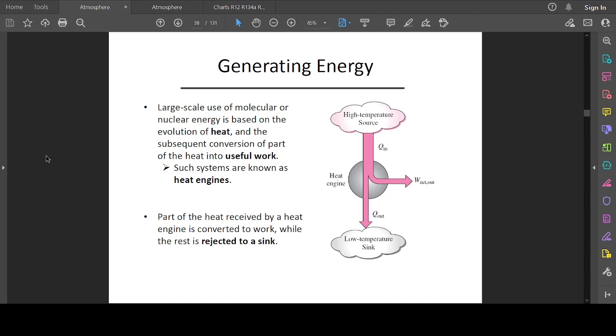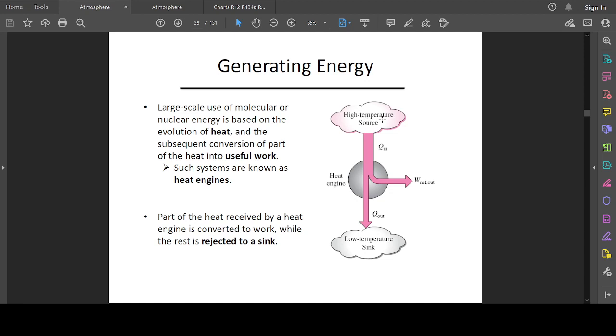Part of the heat received by a heat engine is converted into work, while the rest is rejected to a sink. We've seen this already in the previous lecture on the steam power cycle, where the source of heat could be any fuel, like nuclear or coal in a power plant. We also have other hydrocarbons like diesel or even natural gas, used to generate the heat source, and that is done in a boiler.